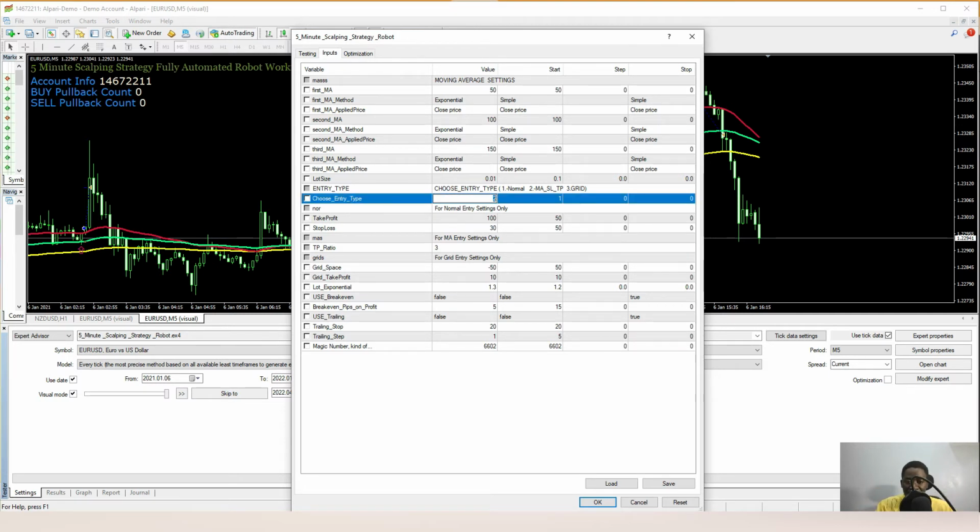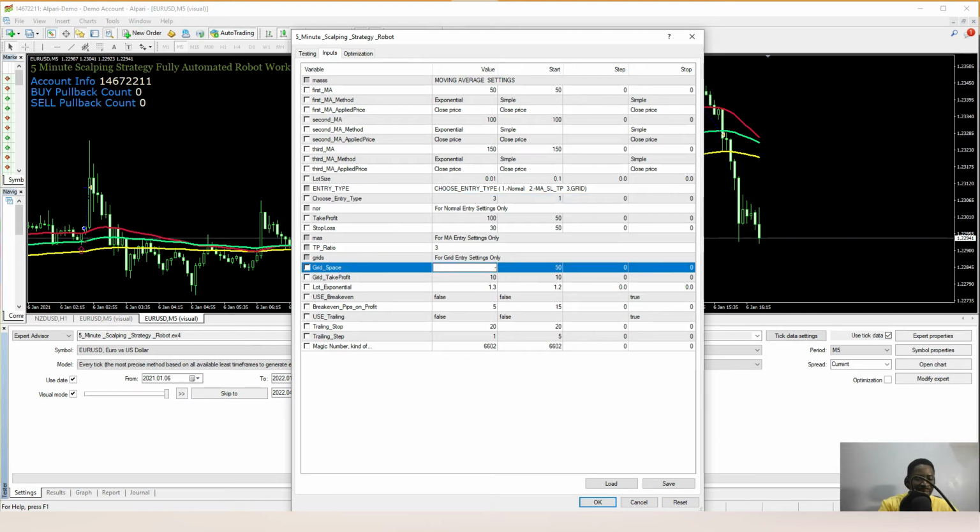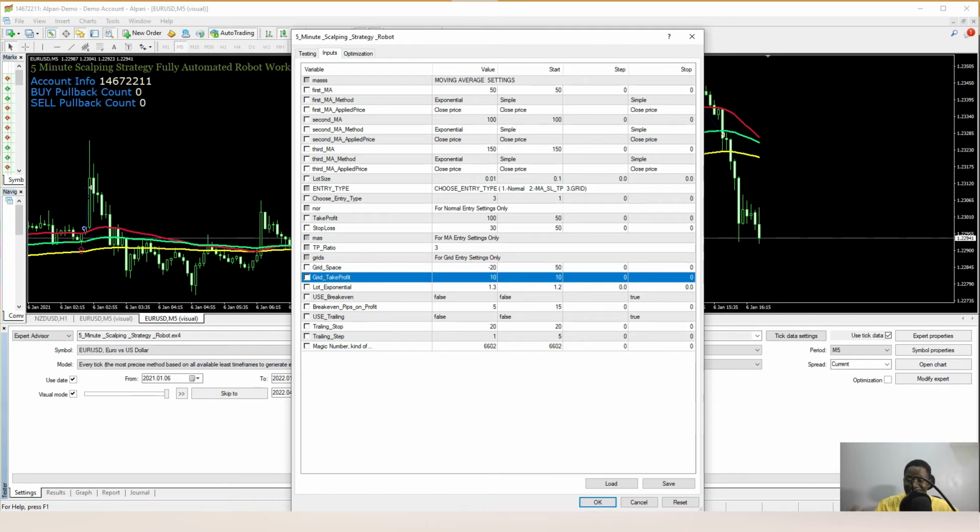So let me show you. Let me change this to 3. We want to use grid, and we want to enter anytime we see minus 20. You can see I'm changing this to minus 20. My grid take profit is 10, because don't forget, once you are using grid, all this here is useless. We can still use this, you understand? But all these are useless, and we are only using this and the other one. You understand?